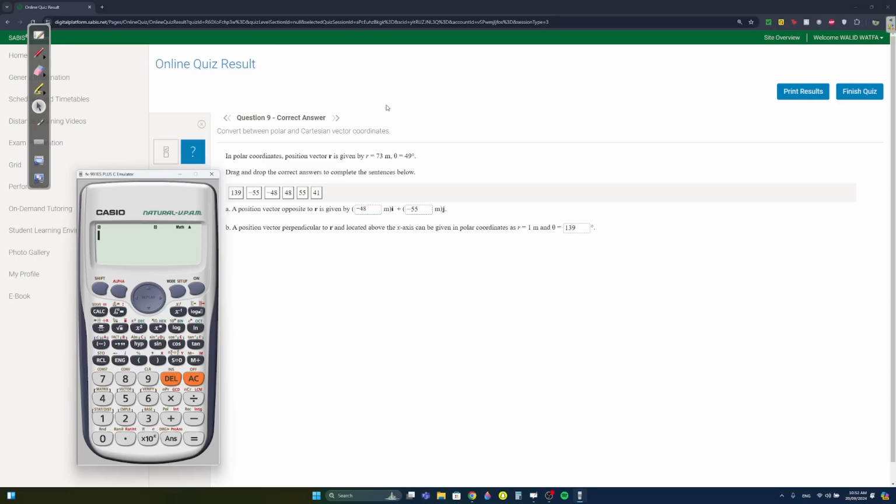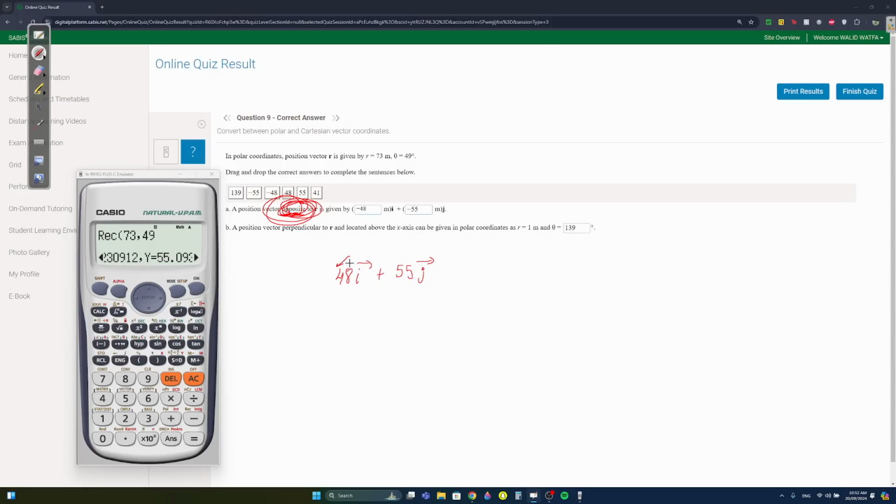Let's change this into Cartesian coordinates. How do we change it if it's on computer? If it's written, do magnitude times cosine for the x component and then magnitude times sine for the y component. I'm not going to waste my time. 49, you get this. So you get 48 and 55. Okay, they want opposite.